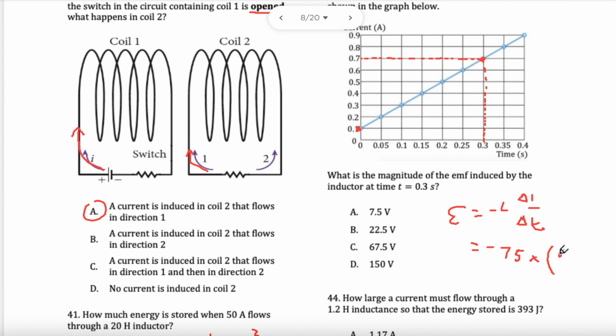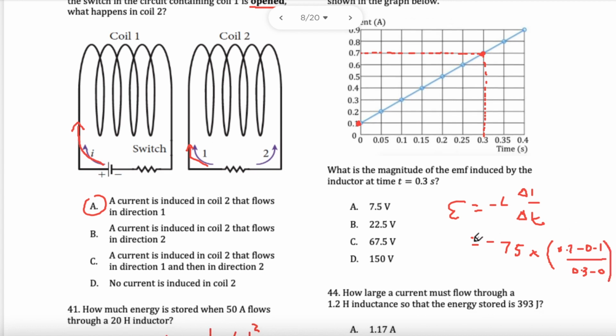I can do 0.7 minus 0.1 divided by the time, 0.3 minus 0. This is a slope. I don't need to write the 0.3 minus 0 part, but I've written it anyway. Putting this into your calculator, hopefully you will get the answer of 150 volts. Very good. All right, very nice.